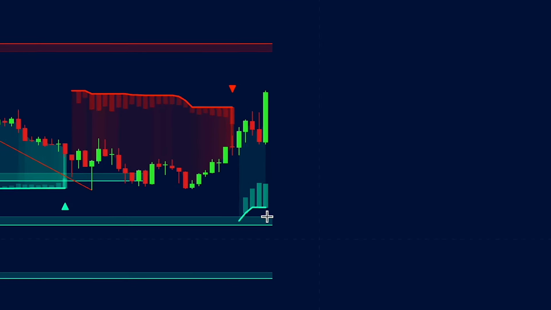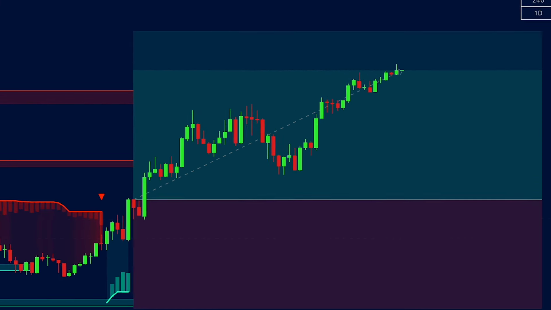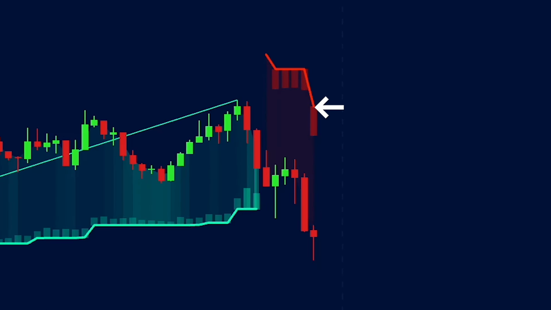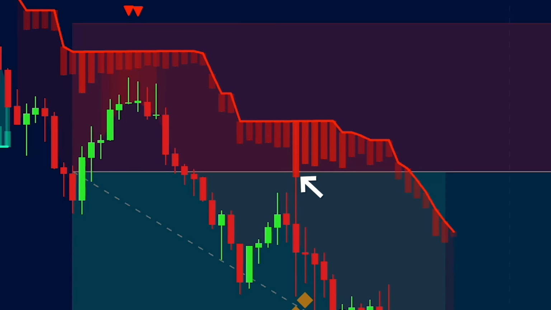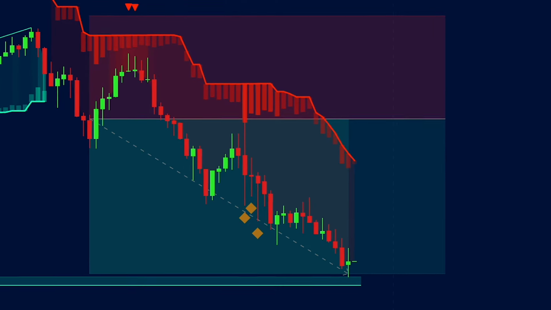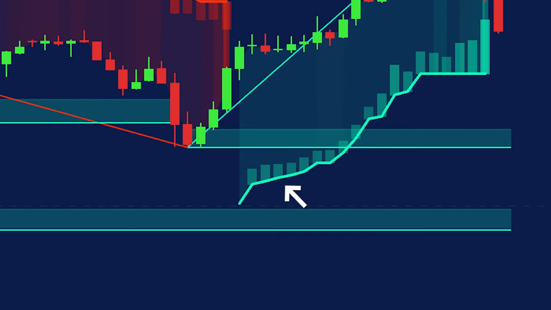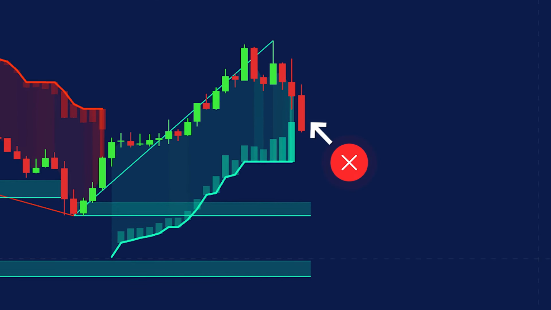For long entries, you want to see strong green volume bars above the Supertrend line, confirming that buying pressure is driving the move. For short entries, look for strong red volume bars below the Supertrend line, showing institutional selling pressure. The diamond markers highlight extreme volume events, which often mark the beginning of strong directional moves that day traders can ride for big profits. But here's a pro tip: never enter trades during periods of weak volume, small dim bars, because these moves lack the institutional backing needed for sustained momentum.